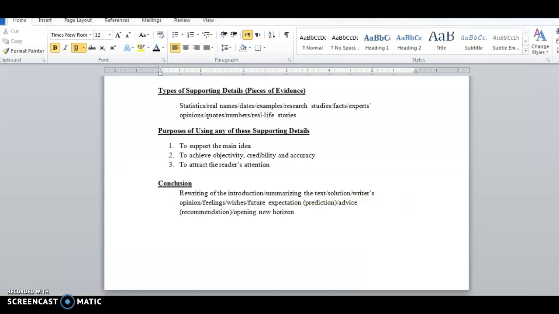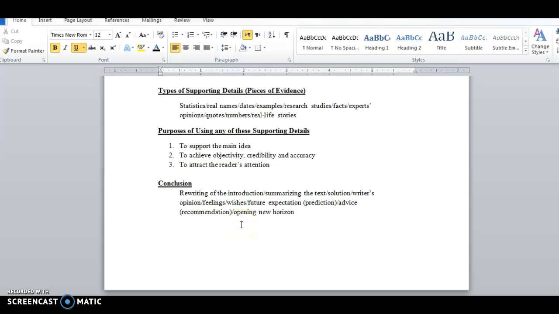Then I start giving supporting details. I can give statistics, real names, dates, examples, research studies or research findings, facts, experts' opinions, quotes, quotation marks, numbers, real life stories to explain my main idea. Of course, I cannot use all of them in one paragraph. I may just use facts in the paragraph, or statistics and facts, 2 or 3. Why do I use supporting details? To support the main idea, to explain it, to achieve objectivity, credibility, and accuracy, and to attract the reader's attention.